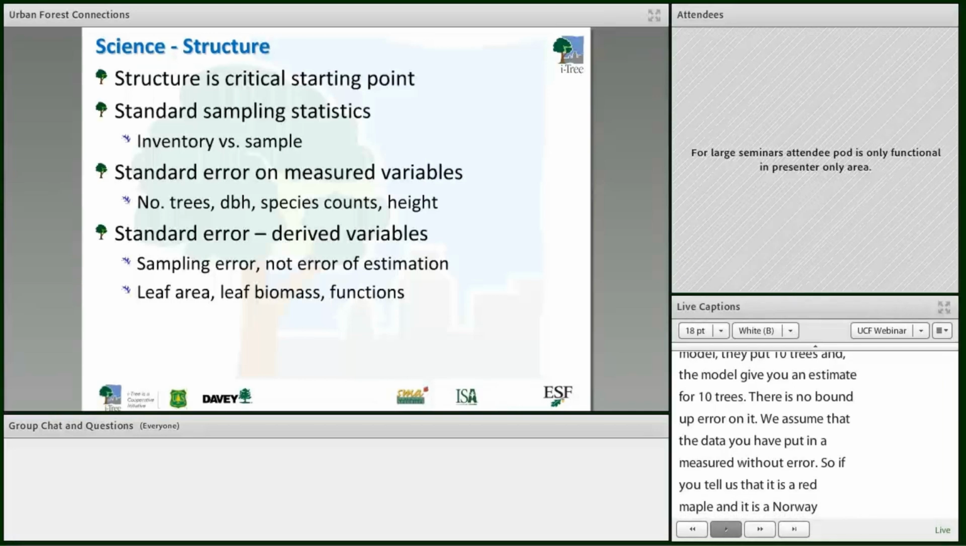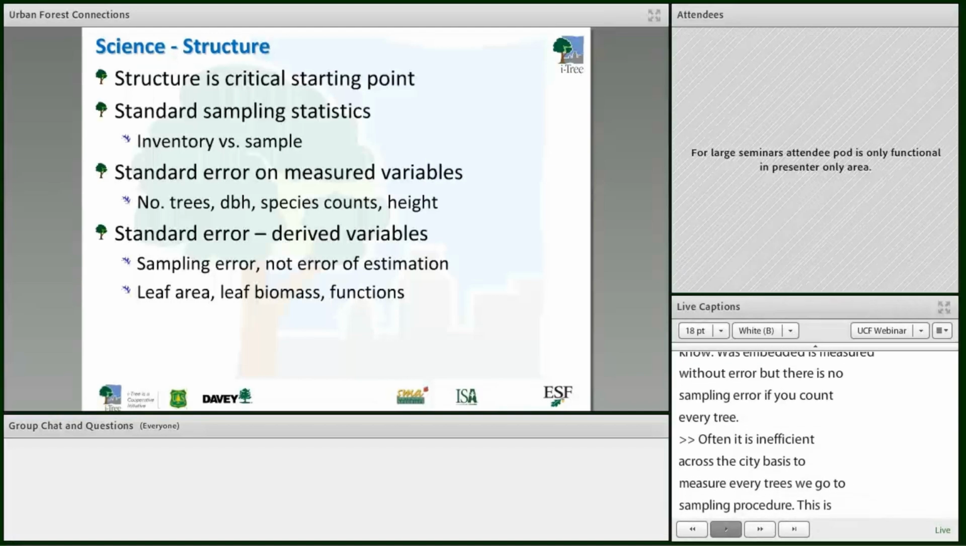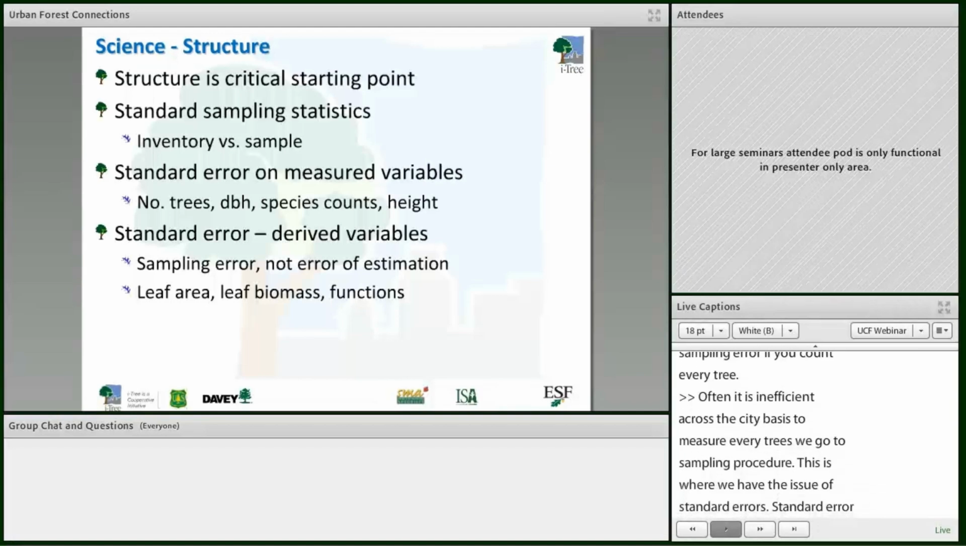Often it's inefficient across a city basis to measure every tree, so we go to a sampling procedure. This is where we have the issue of standard error. Standard error is a measure of how precise the estimate is within a certain bound. So if we estimate 1 million trees, it'd be plus or minus, say, 100,000 trees. It depends on how many plots you put in and how much data you collect. So we have standard errors on the measured variables because you've measured them directly. Number of trees, diameter, species counts, heights, things that you measure are very straightforward on standard error. No problem with that. We use standard statistical techniques to do that.